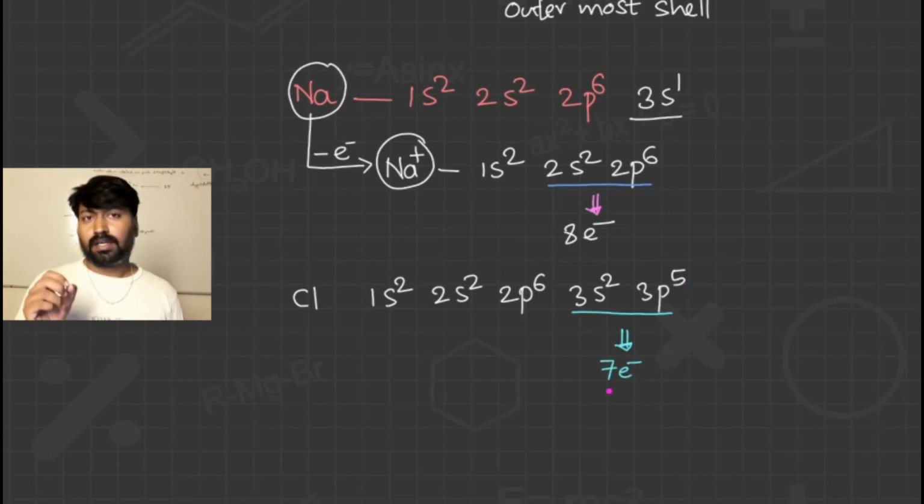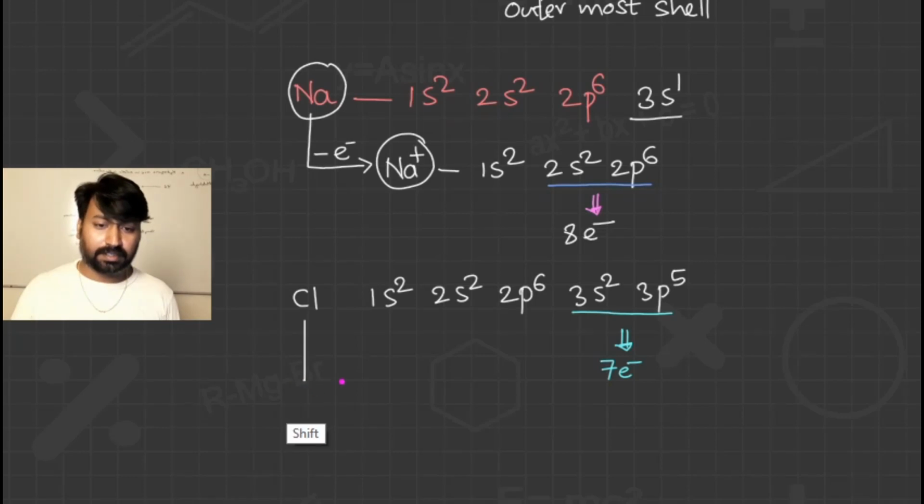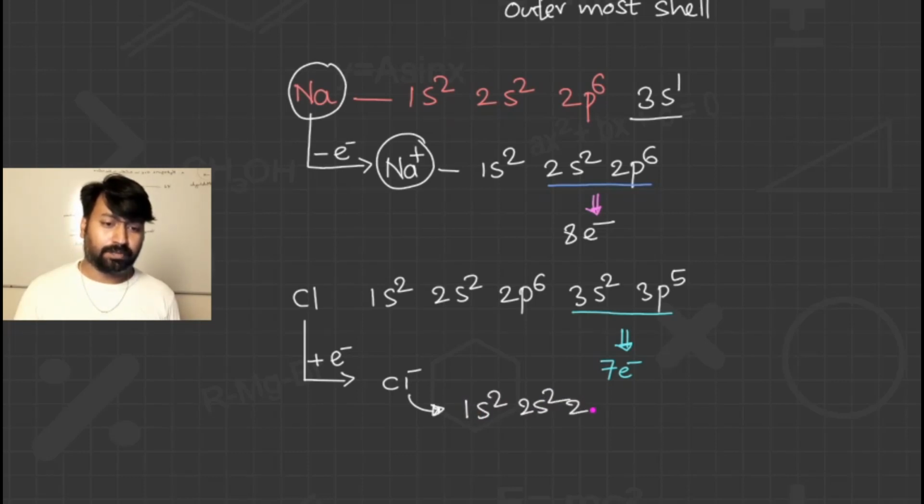We have to form 8 electrons in the outermost shell, and therefore Cl converts into Cl minus by gaining 1 electron, e minus. Now the electronic configuration for Cl minus becomes 1s2, 2s2, 2p6. Next shell, that is 3s2, 3p6 we get, because 5 was there. In that, 1 electron is added in the 3p subshell, and this is the outermost shell. Now you can see that the total number of electrons is 8.